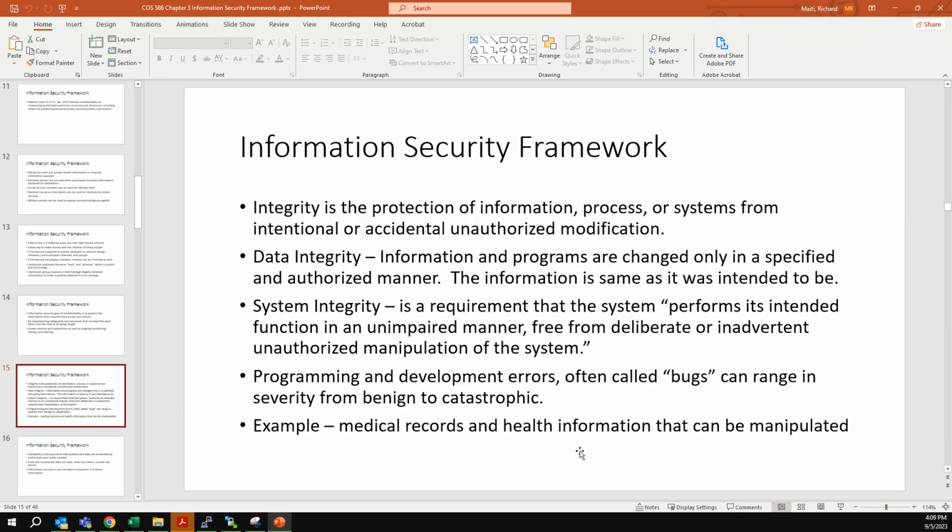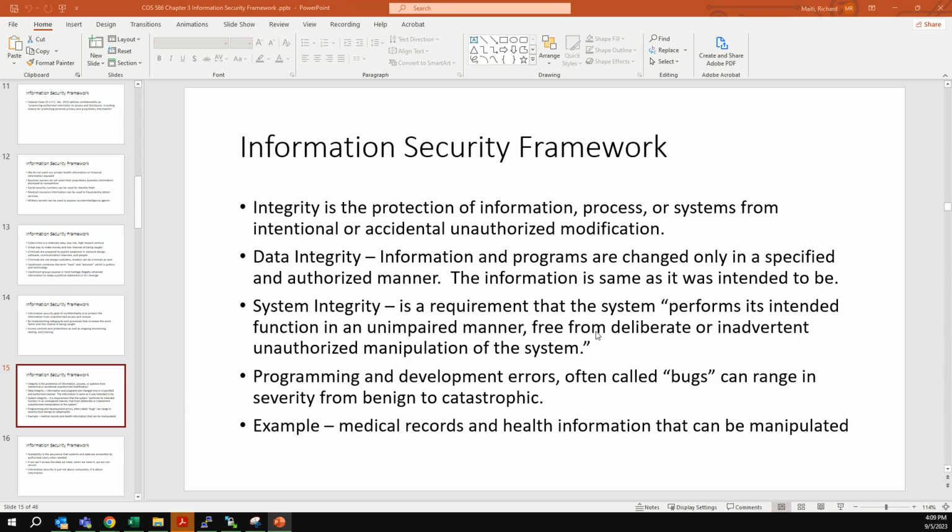So these are some of the definitions. You can take a look at integrity: protecting information and systems from intentional or accidental unauthorized modification. Data integrity means information and programs are changed only in a specific and authorized manner. System integrity is a requirement that the system performs its intended function as it's supposed to.